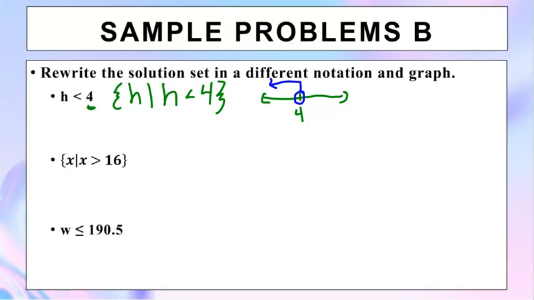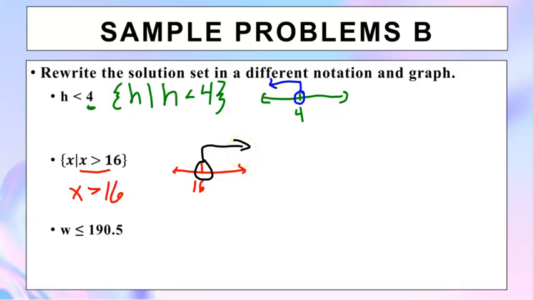Next, x such that x is greater than 16. So the other notation would just be this part right here. So x is greater than 16. So on a number line, I'm going to use the main number, which is 16. Since it can't equal it, it's going to be an open circle. Greater than means to the right, so the arrow is pointing to the right.